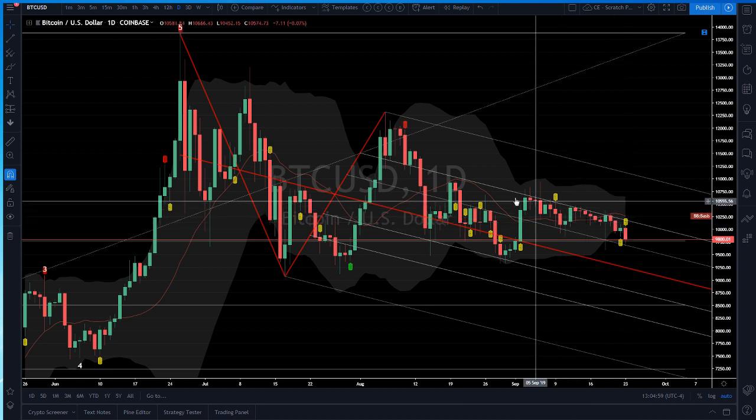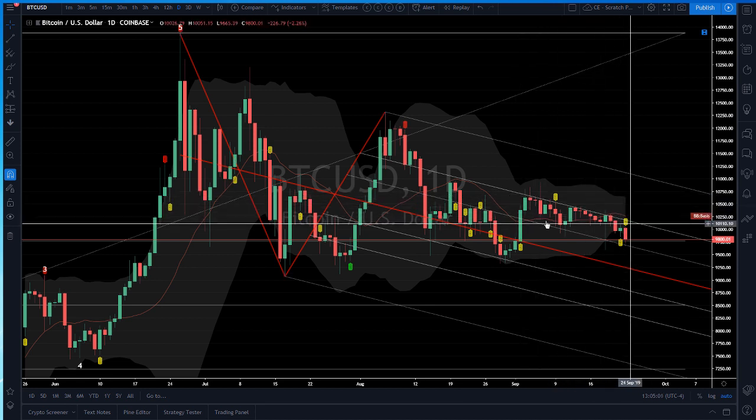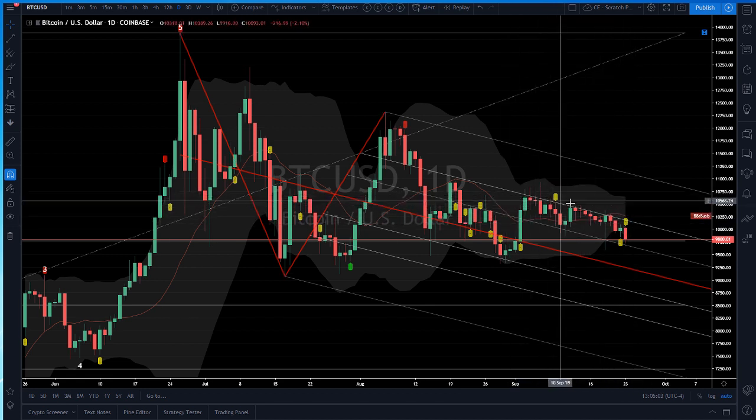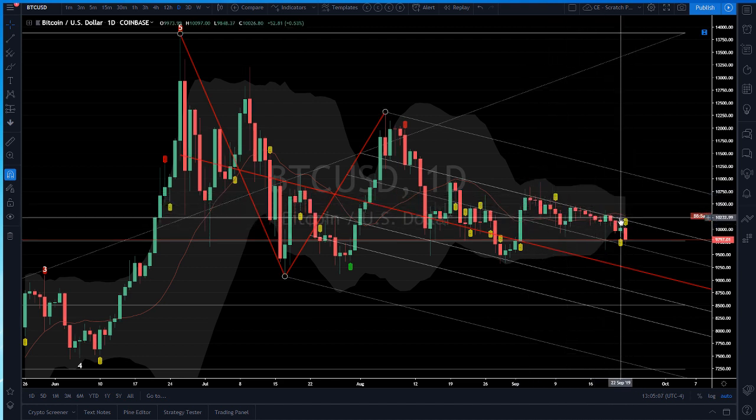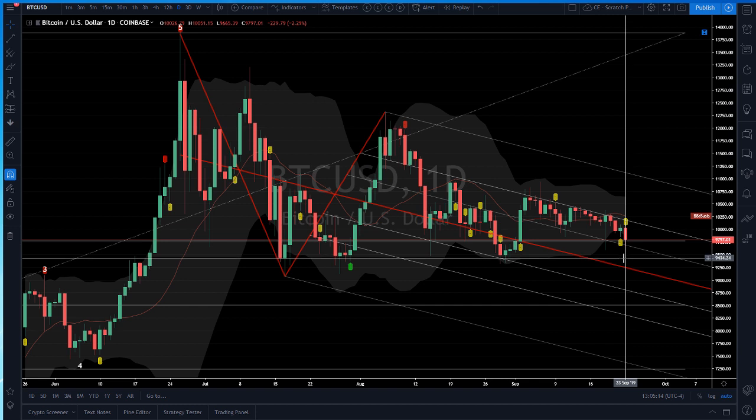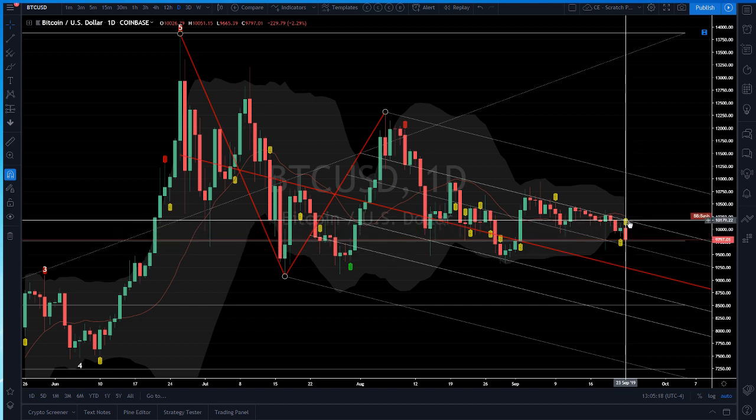But as the days go by, this trend line is moving down. So we're being held down by this trend line that's being created by the pitchfork. And that's basically where I'm looking at right now. Anywhere between about 9,400 to about 10,150.